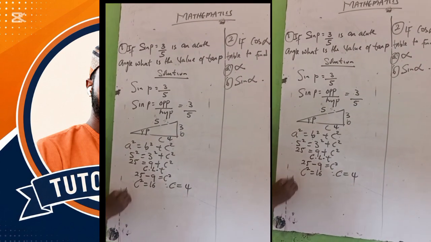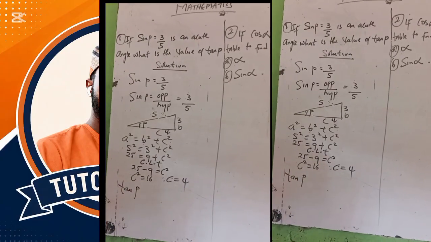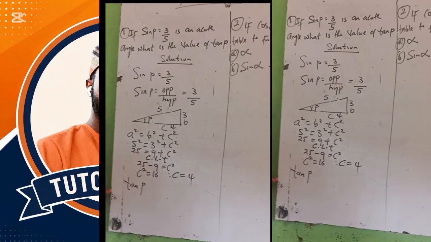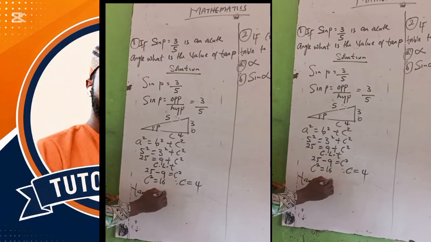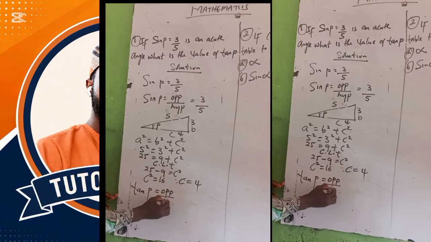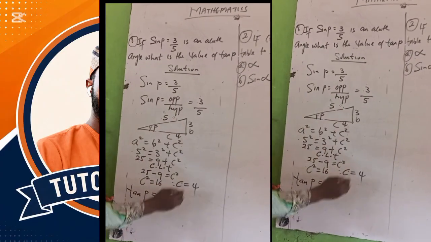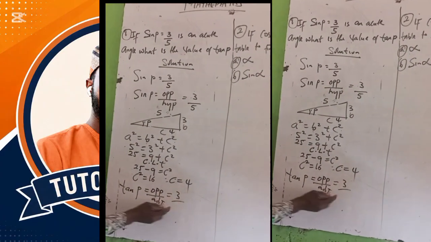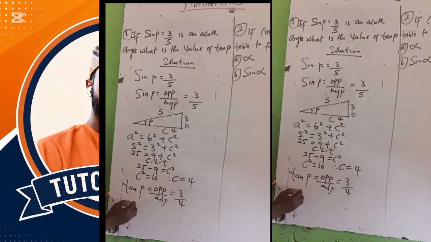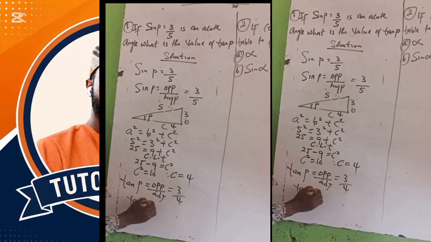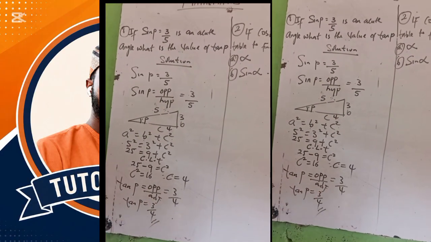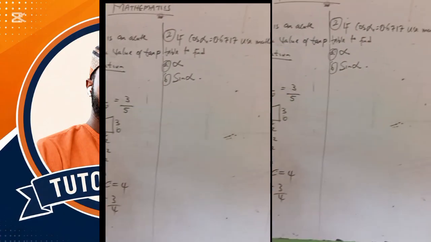So now we have to look for tan p. Tan p is opposite over adjacent. The opposite here is 3, and the adjacent is 4. So the value of tan p that you have to find from the question is 3/4. That is the answer. Now let's look at the second question.